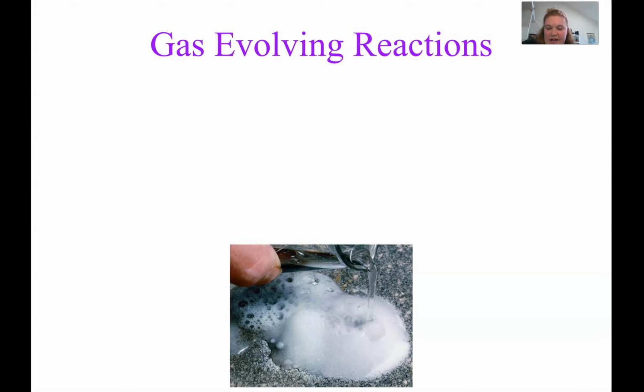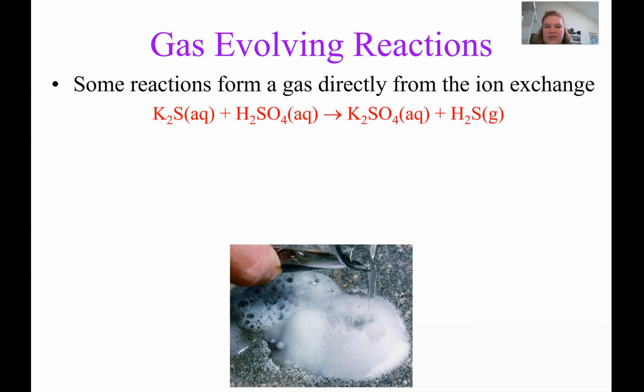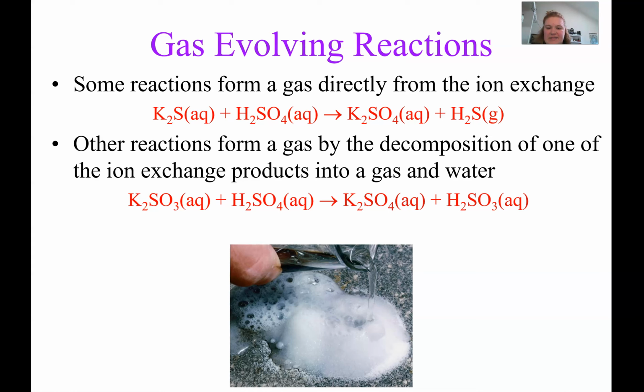Our last type of reaction that falls into this same category is gas evolving reactions. And there's really 2 ways that a gas can form. The first one is the direct formation. So we have K2S and H2SO4. When the hydrogen combines with that sulfur, it makes H2S gas.